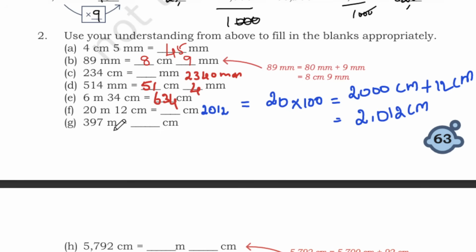Okay, next 397 meter. Very easy, multiply by 100. If you multiply by 100, you will get 39,700 centimeter.